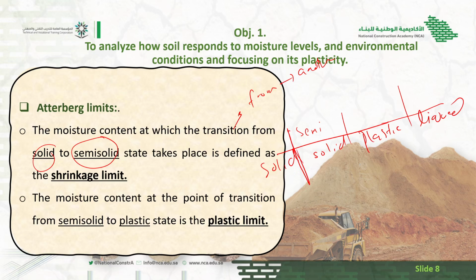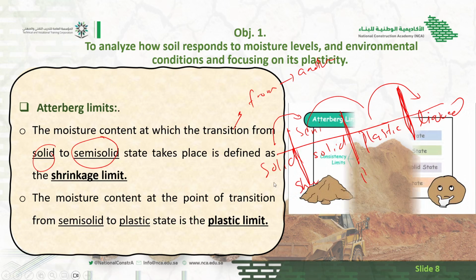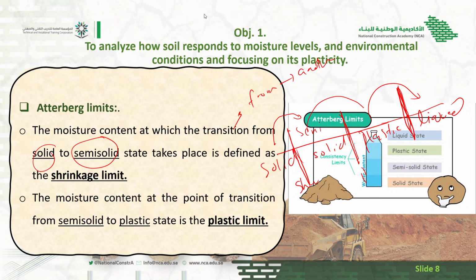So we are discussing the limits, the boundaries. These are the boundaries where the behavior of soil or clay changes from solid to semi-solid. This boundary is called what? Shrinkage limit. Same from semi-solid to plastic: there is a boundary, and this boundary is called what? Plastic limit. And from plastic to liquid stage, what is the boundary called? Liquid limit. So this we have discussed.